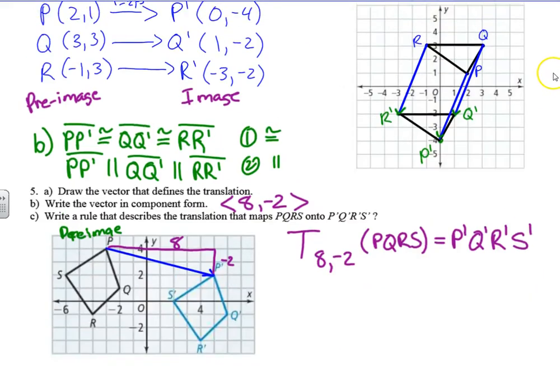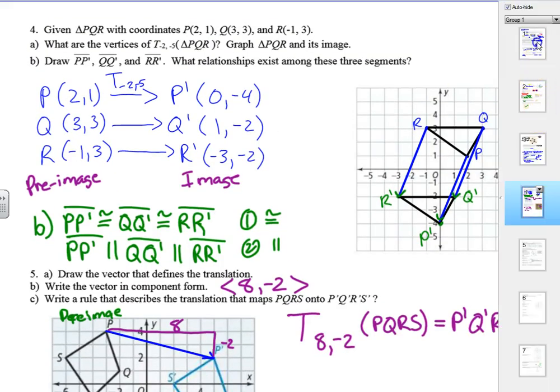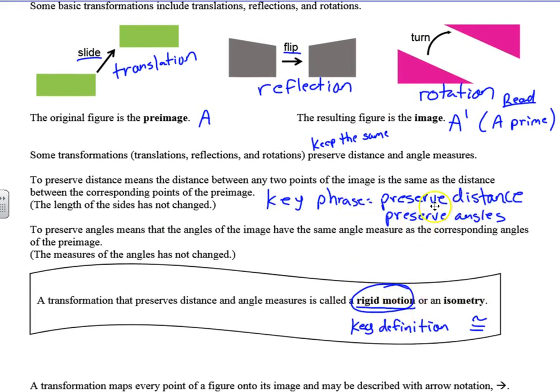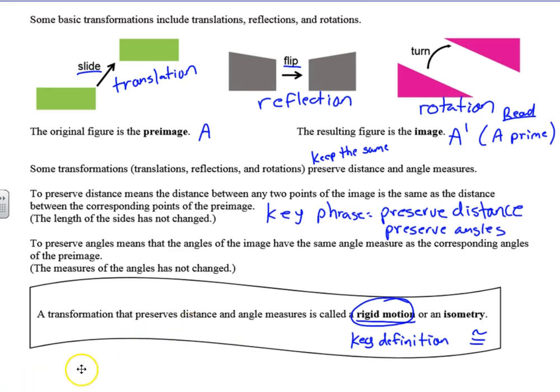Okay, so a lot of stuff in our first lesson that we covered. And I want you to really think, one of the key things, obviously, apart from translation, is this rigid motion preserves distance and preserves angles. Okay, a lot of vocabulary. We'll keep using it in the future lessons, so hopefully we'll start digesting it a little bit more.